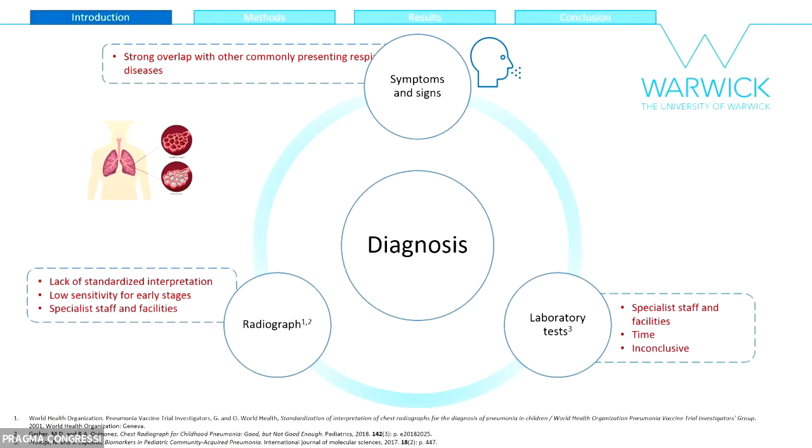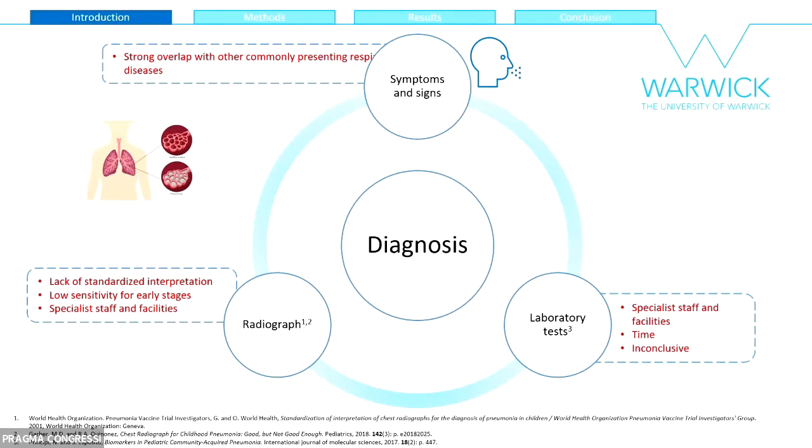So what's available when people are looking to make the diagnosis for pneumonia? First, people will look just at the symptoms and signs. However, this is quite tricky because there's strong overlap with other respiratory diseases. Laboratory tests, however, are also fairly inconclusive. So if they're available, they can be a good addition, but they don't fully solve the problem.